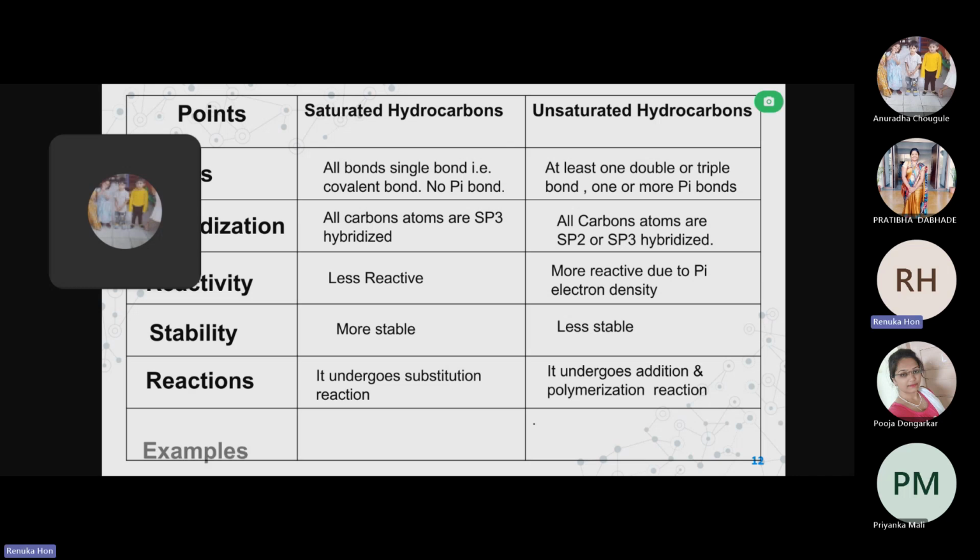Then examples. Examples of saturated hydrocarbons: methane, ethane, propane. Unsaturated hydrocarbons are ethylene, ethyne, propylene. By mistake I said propane; it is propylene. Simply we can say that saturated hydrocarbons means all alkanes, and unsaturated hydrocarbons means alkenes and alkynes.